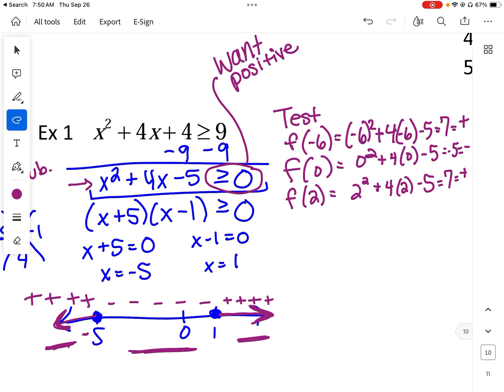Okay, so now we write it in interval notation. It's going to be negative infinity to -5. Nothing in between -5 and 1 is going to work because, again, we want it to be greater than or equal to 0, and those values aren't. So then that's going to be union with 1 to infinity.